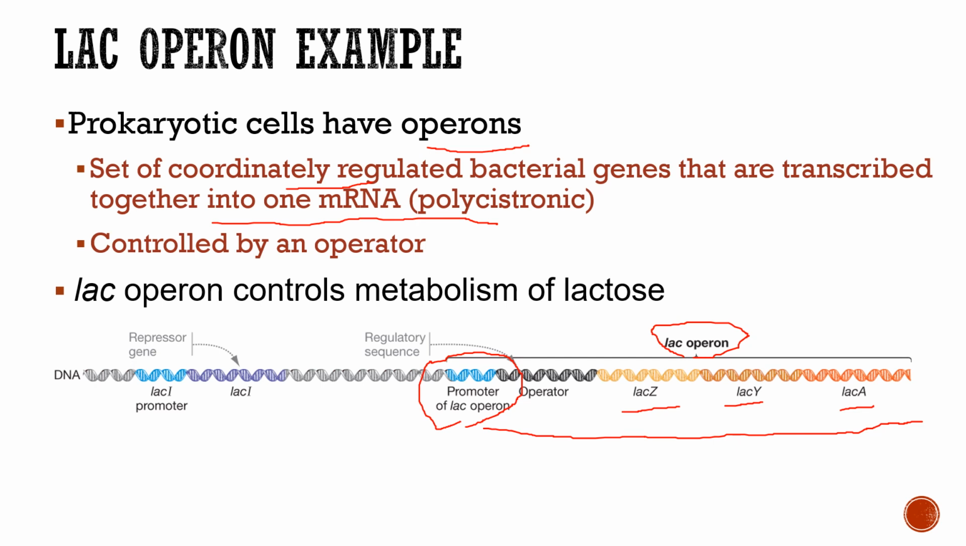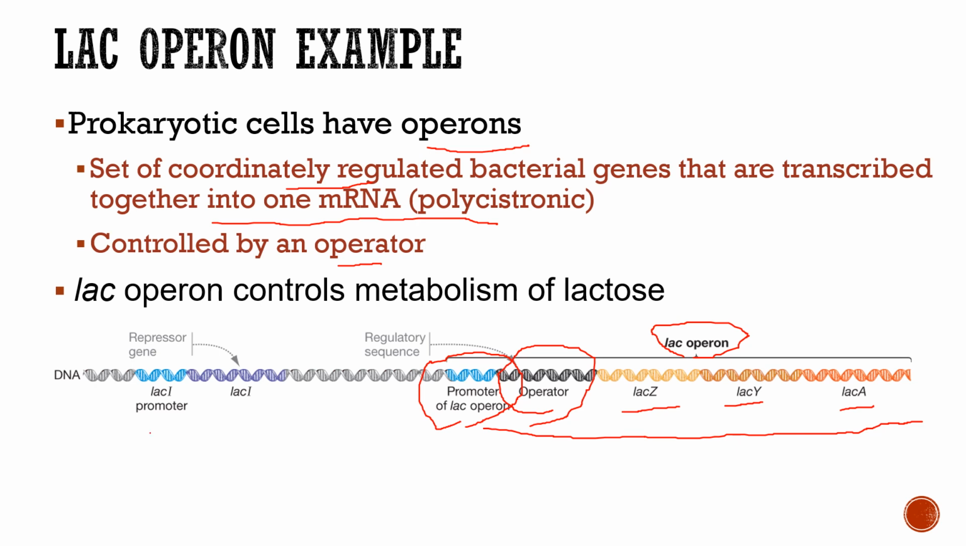And they're controlled or regulated by what's called an operator, which is shown here. So this region of the DNA would allow control, so turning on or turning off transcription of all 3 of these genes. But again, they all get made at the same time.